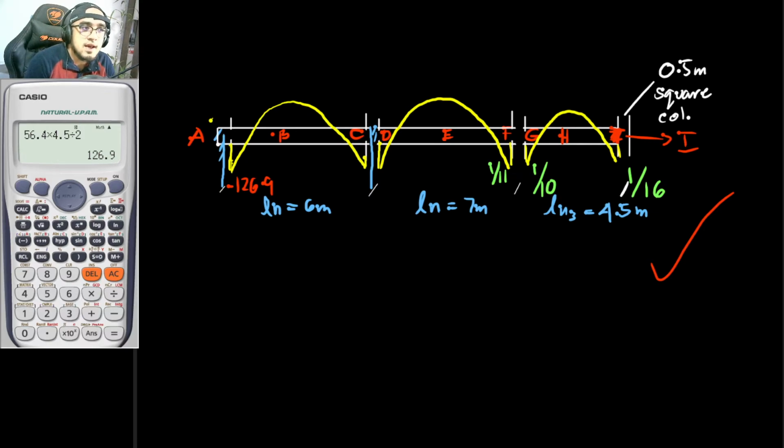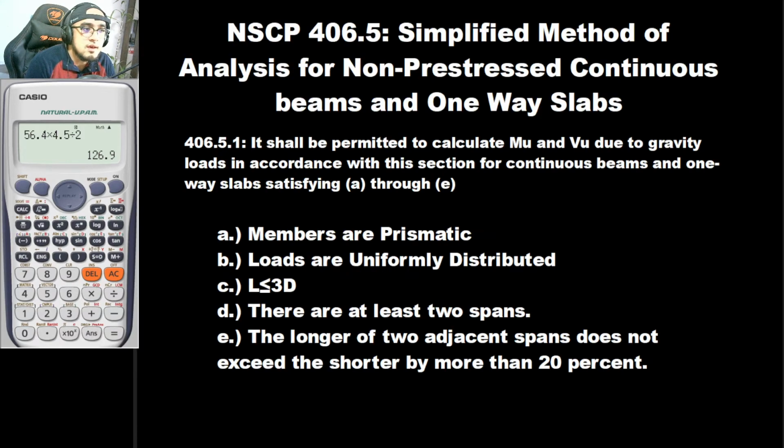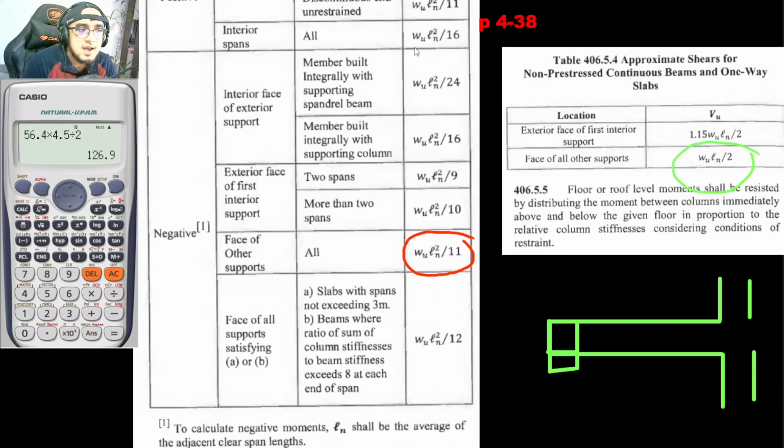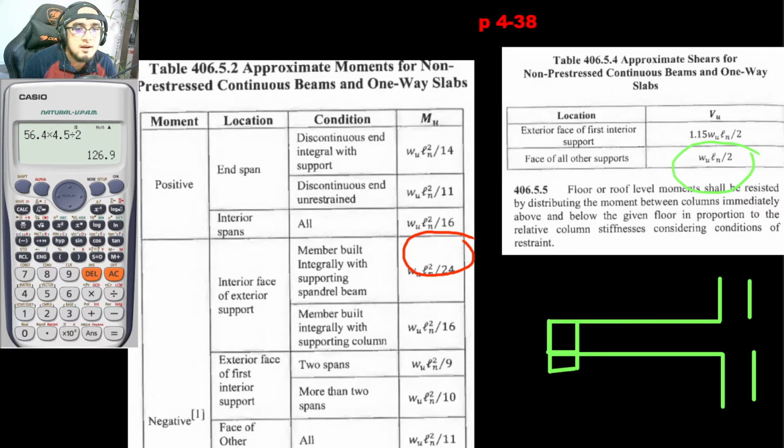So, basically, guys, once again, this is to be what we would be calling simplified method of analysis. But if you would be asking, are the values here accurate? So, the short answer to that is not quite. So, hindi talaga siya accurate because it is said here that this is just approximations. So, approximate moments for non-prestressed continuous beams and one-way slab. So, once again, approximation lang yung nangyayari kasi dito.